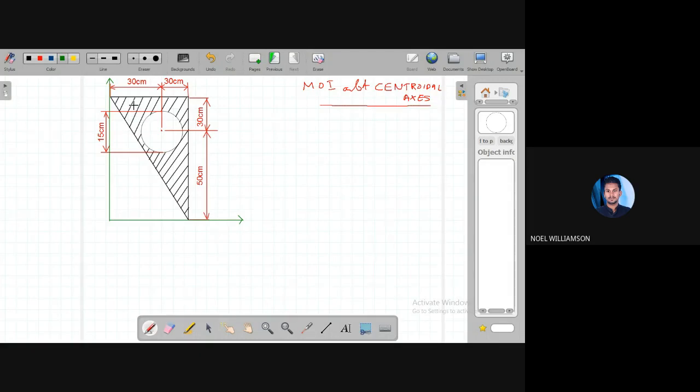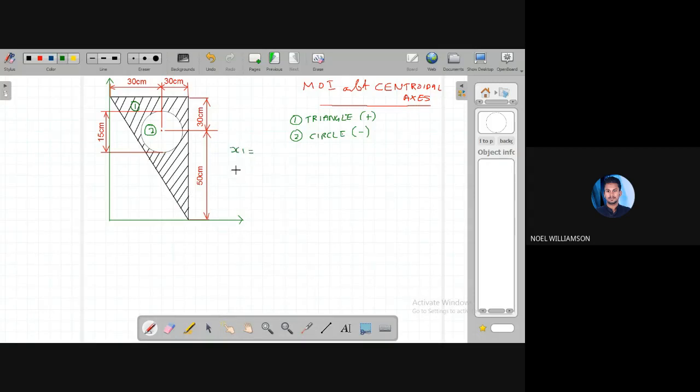One is this triangle and 2 is the circle. Consider it like that. So 1 is the triangle, which is to be added, and 2 is the circle, which is to be subtracted. Okay, so find the values.